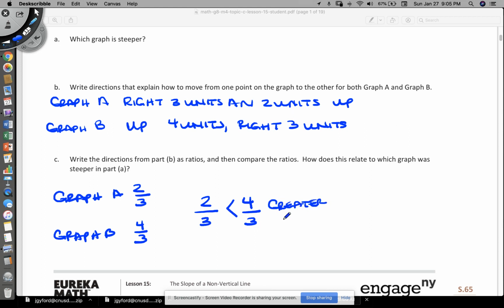Okay, let's go ahead and move on to the next graphs.